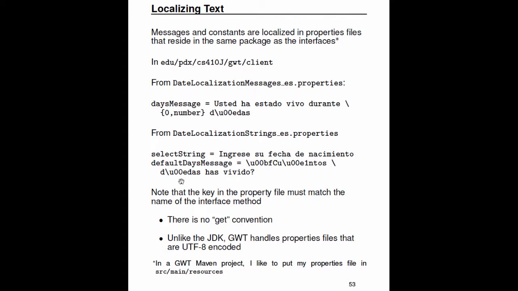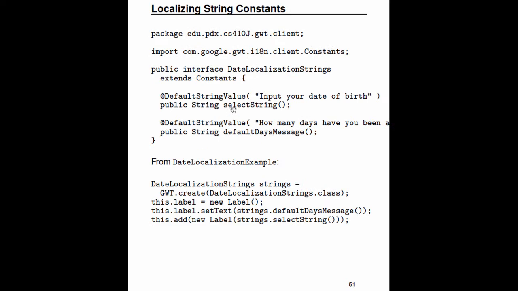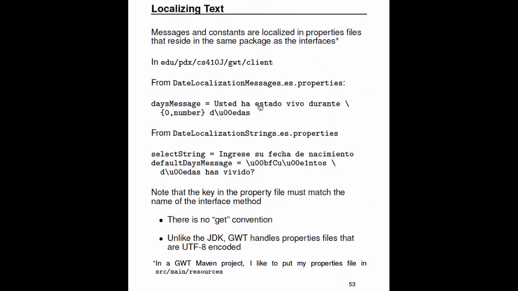And I think the thing that's important to note here is that the key in the properties file must match the name of the interface method. So it's not like a get convention, it's the same. So select string here is the same as select string there. And I guess also GWT can handle properties files that are UTF-8 encoded, but I prefer to have everything in ASCII, even if you do have these crazy escape characters. Editors can sometimes mess up UTF-8 encoding and stuff, and so it's just easier to escape everything.